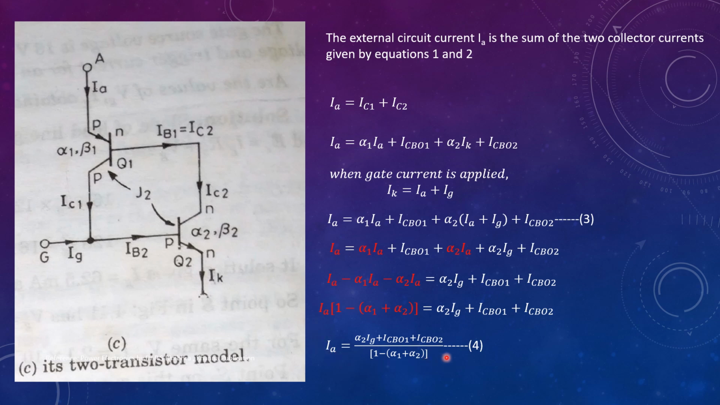If we observe this equation, we will find out that if somehow alpha 1 plus alpha 2 approaches unity, the denominator will be 0 and the equation for IA will tend to infinity.